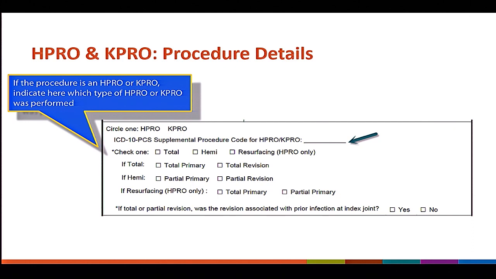Finally, for H-Pro and K-Pro procedures, the required fields are whether it was a total or a partial, and whether it was primary or revision. These fields are required, and you also are required to enter if the revision was related to or associated with a prior infection of the index joint. And we do have ICD-10 PCS coding documents that can guide you based on codes to make determinations for these answers. And you'll see that ICD-10 PCS supplemental procedure code, that's not a required field, but you can indicate that if you choose to do so.